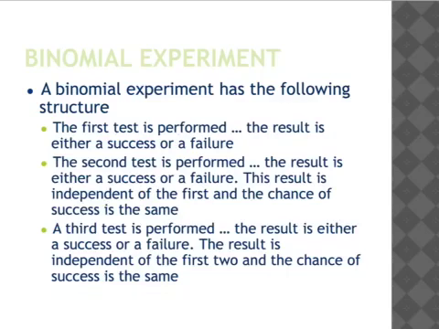The following are lists of the specific characteristics of the binomial experiment. When the test gets performed, you have to have either a success or a failure. So there's really only two options. Then if you repeat the test, again, there's just a success or a failure. And then you repeat it again, success or a failure. And then you repeat it as many times as necessary as your experiment requires.